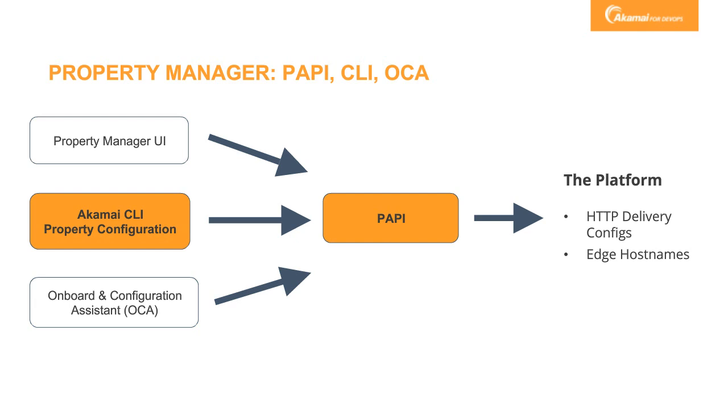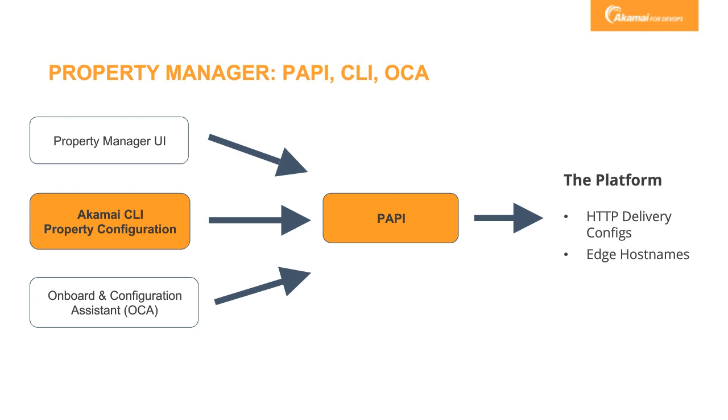So you see here on this little diagram, we have the Property Manager UI that you access through the Akamai portal, and that talks to PAPI. PAPI then makes requests out to our platform to push configurations, whether it's edge hostnames or HTTP delivery configuration files, out to the platform.